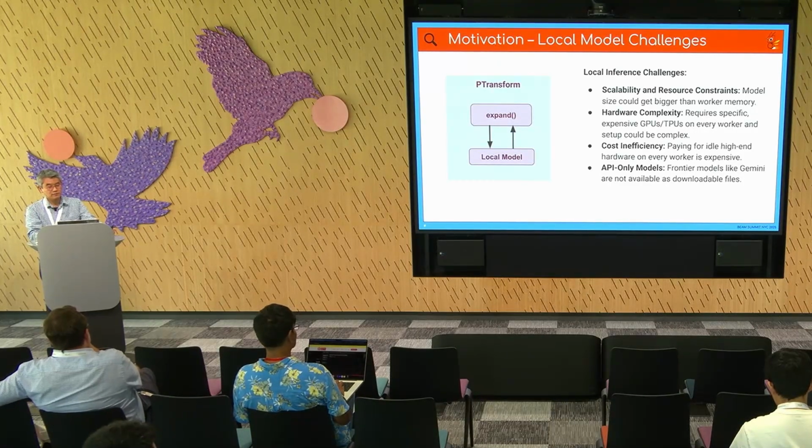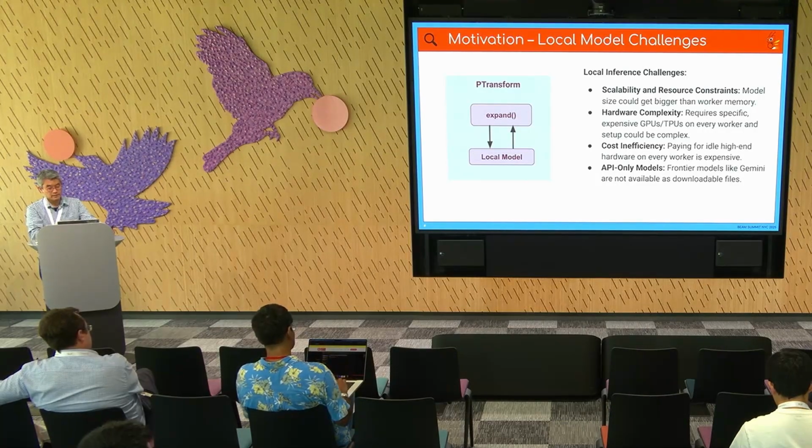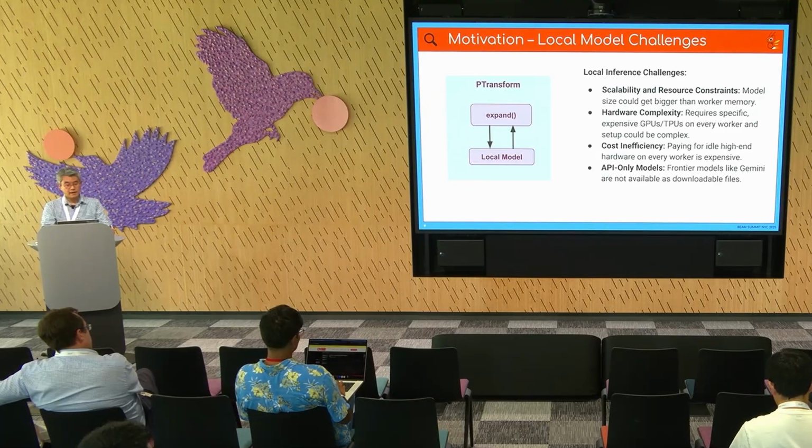Today's models can be big, often exceeding a local worker's memory. And hardware complexity is another reason. You might need an expensive GPU on every single worker and a multi-GPU setup. This leads to cost inefficiency as you pay for the hardware even when it's idle. And finally, frontier models from AI service providers such as OpenAI, Anthropic, and Google Gemini are API only, so we can't deploy them locally.